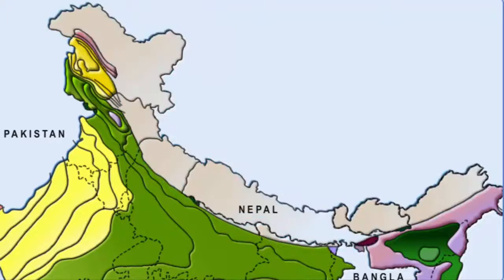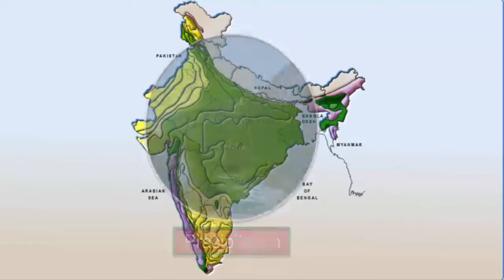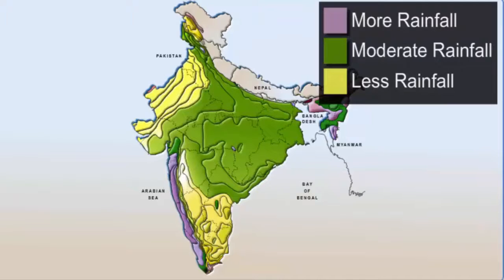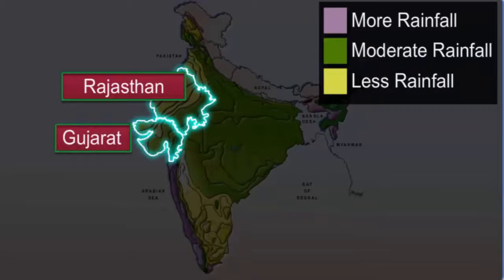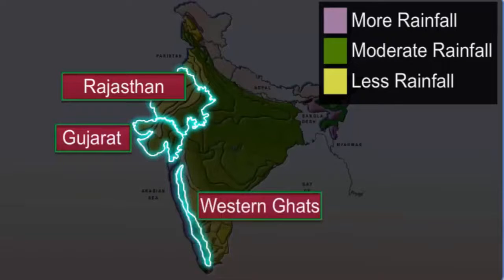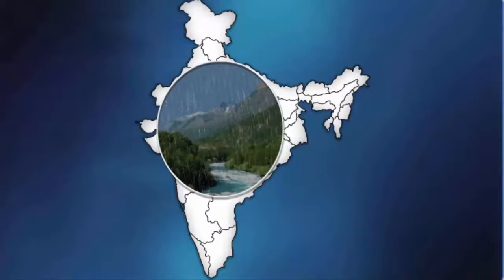Major variations can also be seen in the annual precipitation from year to year. The annual rainfall varies the most in the low rainfall regions of Rajasthan, Gujarat, and the leeward side of the Western Ghats. Areas of high rainfall are liable to be affected by floods, whereas areas of low rainfall are drought-prone. In spite of its uncertainties, the monsoon acts as a unifying bond on the Indian subcontinent.